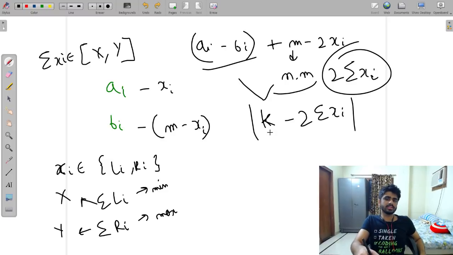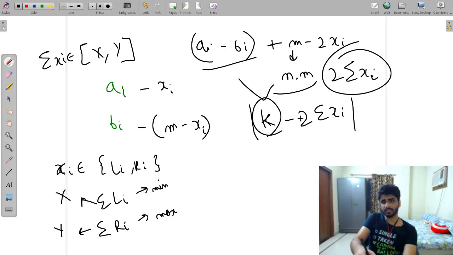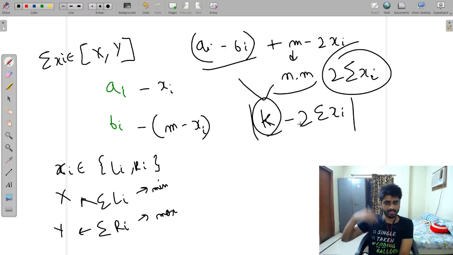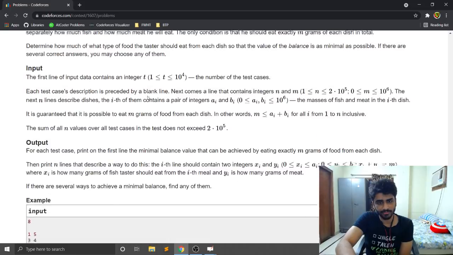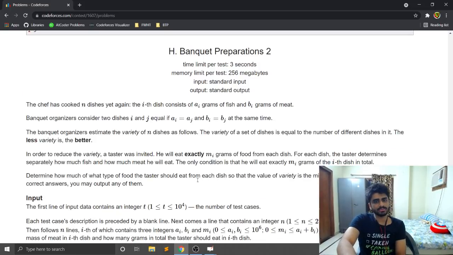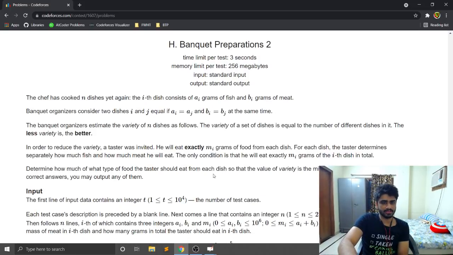We want to choose the value that makes k minus 2 times sigma xi minimum. To do that, if you can get the value exactly as k by 2, that's the best thing. But if that is not possible, then you will choose whichever value gets you closest to this. I think after this it is quite simple, and you can do it on your own. I'll just quickly go over the last problem, and then that will be it.